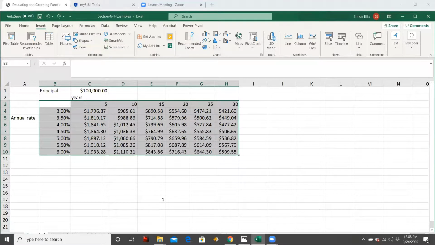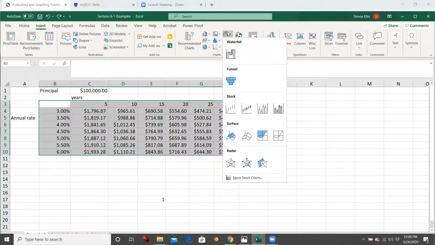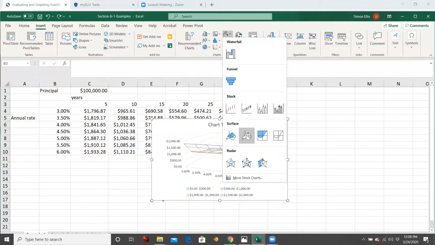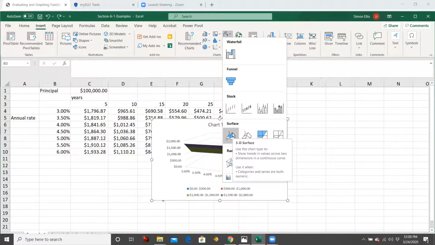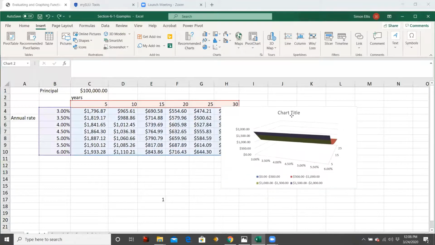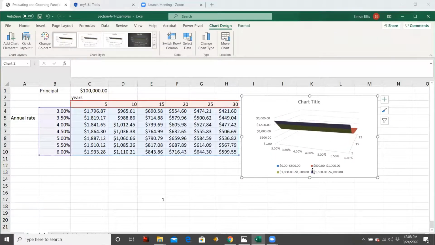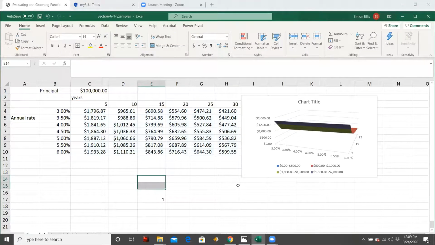Okay. Then we go to Insert. All right. And then we click right here. And we can go down here and look at the different surfaces. So this is a wireframe, and then this is a 3D surface. They both have their advantages. I'm going to click the 3D surface first. Okay. And so then we kind of see a 3D surface of our problem. And again, we can also look at the wireframe. All right. So this is kind of one example of graphing.